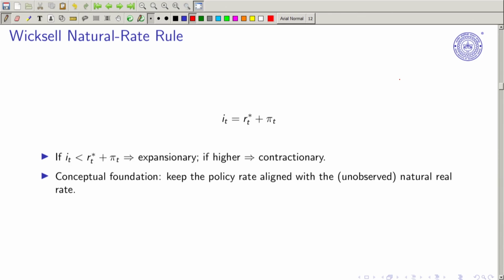What it means, as I mentioned, let's break this down further. So here we have r_t star, which we can also write as i_t minus pi_t, right?